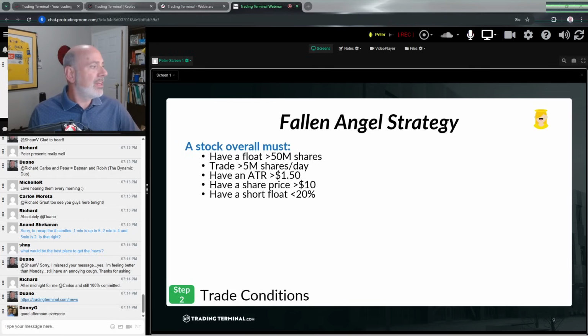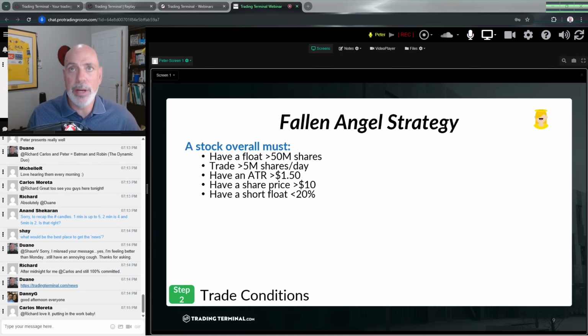The last thing I have on here is that I'm looking for a short float of less than 20%. Now, the significance of that is on a fallen angel strategy, right? I'm looking for this to go long. It's one that's moving up on good news. I'm looking at it to continue going long or north. And I don't want a heavy short float.